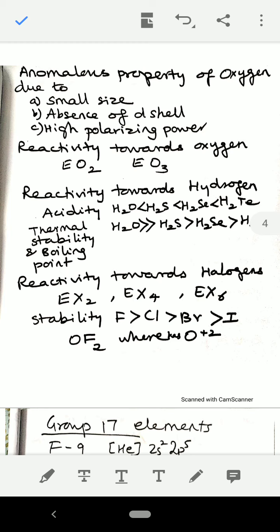Acidic character increases down the group because the dissociation enthalpy decreases down the group. Thermal stability and boiling point of water are high due to hydrogen bonding. Then it decreases down the group. Reactivity towards halogens: they form EX2 compounds, EX4 and EX6. Stability of fluorides, chlorides, bromides, iodides are given in the order. OF2 is the only compound where oxygen has +2 oxidation state.